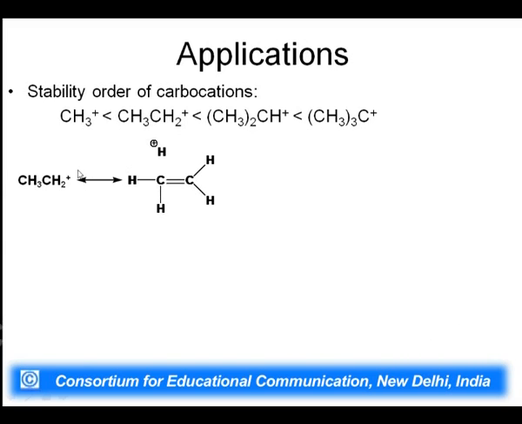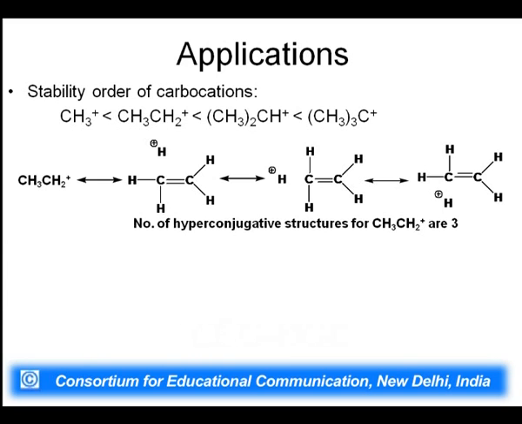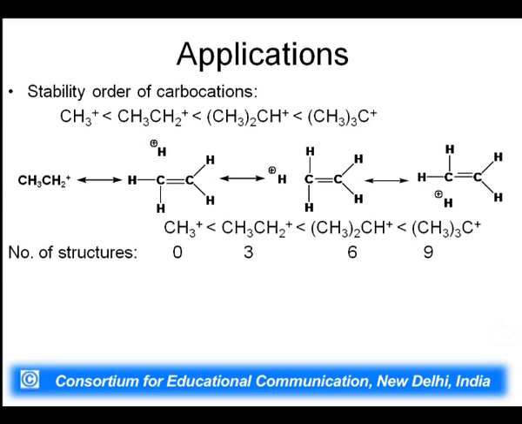So, with this no-bond resonance, we can convert this carbocation. I have taken the ethyl carbocation, and similar to the alkene, you can see that this hyperconjugative structure is getting formed. Another one will be formed with another hydrogen, and the third one in this case. So, we have 3 hyperconjugative structures. If I complete this for all the different carbocations, we will have 3, 6 and 9.